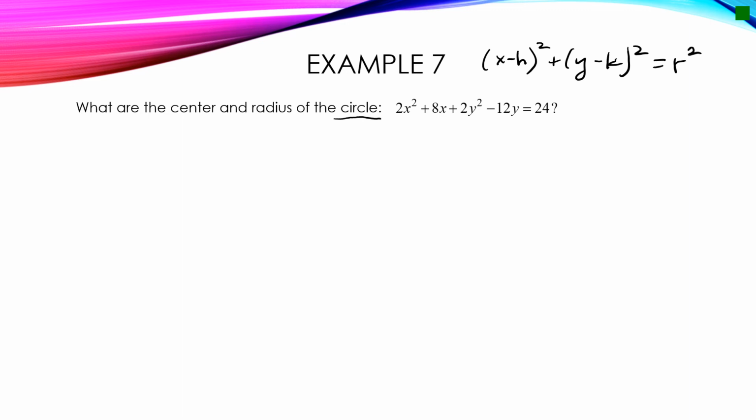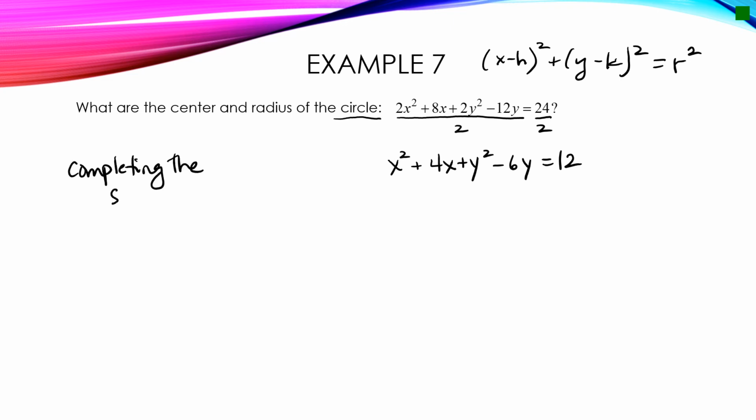So what I need to do is rewrite this equation with perfect square binomials. That's what the x minus h squared and the y minus k squared are. But before I do that, I'm going to simplify this equation by dividing all sides by 2. And when I do that, I think I make it look a lot better. I get x squared plus 4x plus y squared minus 6y equals 12. Now the process to create that perfect square binomial is called completing the square.